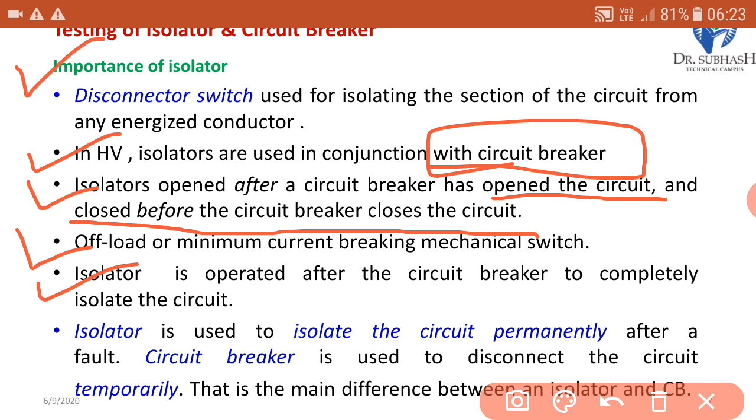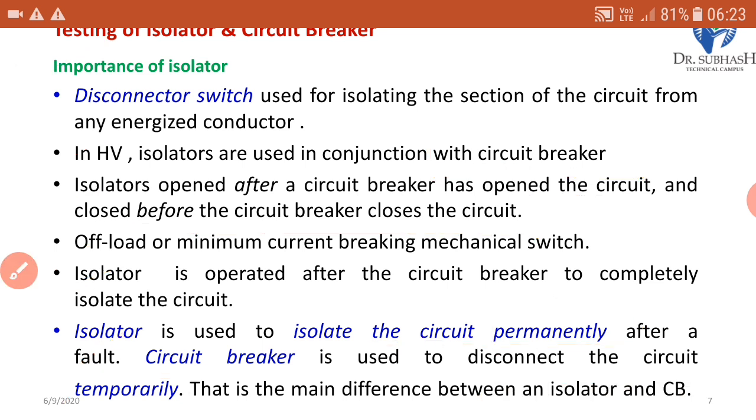It means after operating the circuit breaker, the circuit is already off. But if we have to isolate the circuit, then we have to operate the isolator. An isolator is used to isolate the circuit permanently after a fault, and a circuit breaker is used to disconnect the circuit temporarily. So this is the main difference between an isolator and a circuit breaker.